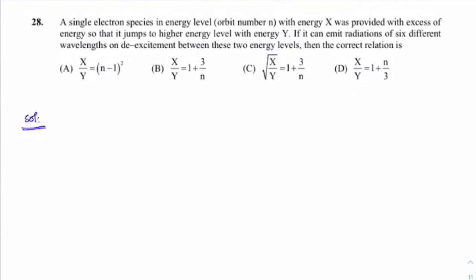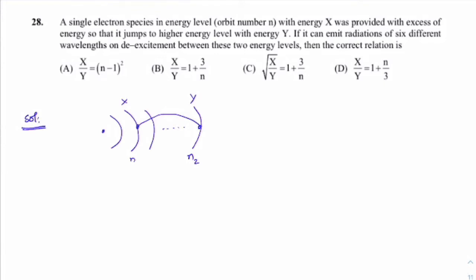Let's see this question now. It says that one single electron which is in the orbit n, let's say this is orbit n, has gone to some higher orbit. Okay, so imagine it has gone to some higher orbit. I'll call it n2. To this higher orbit, it was at energy x and now it has gone to energy y, because the electron has been excited from this orbit to this orbit.